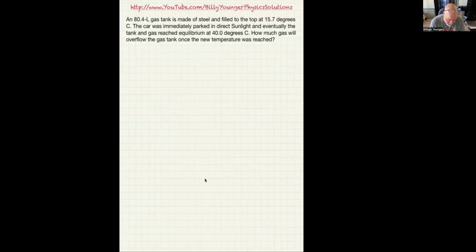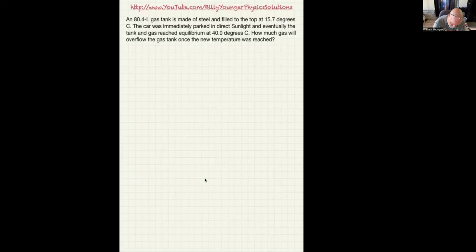An 80.4-liter gas tank is made of steel and filled to the top at 15.7 degrees Celsius. The car was immediately parked in direct sunlight, and eventually the tank and gas reached equilibrium at 40.0 degrees Celsius. How much gas will overflow the gas tank once the new temperature is reached?